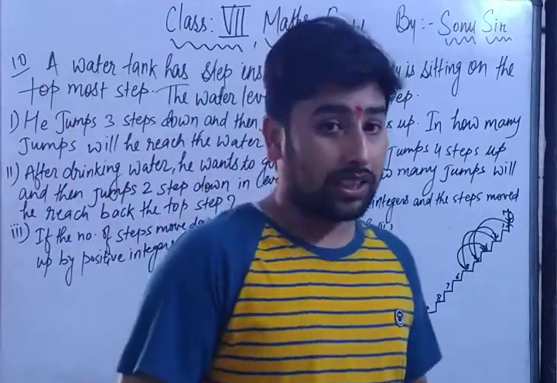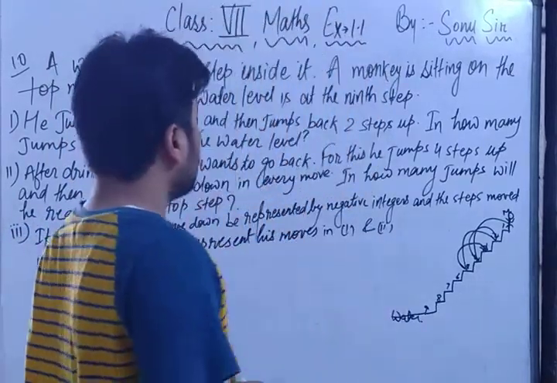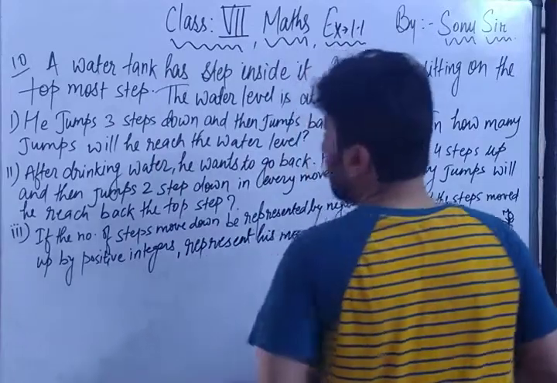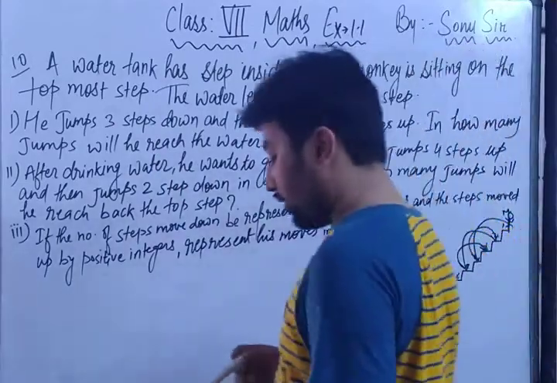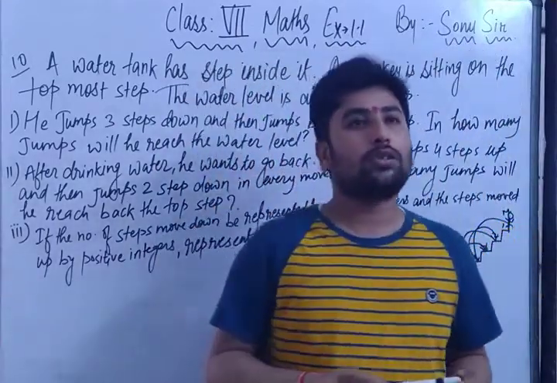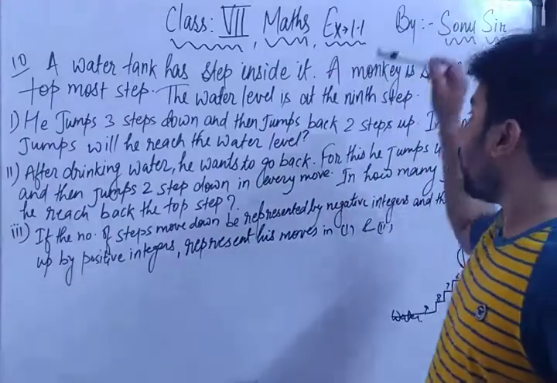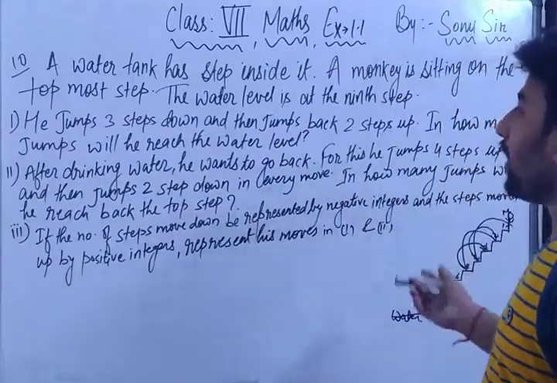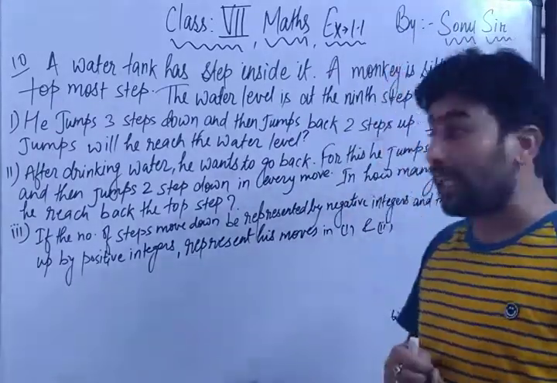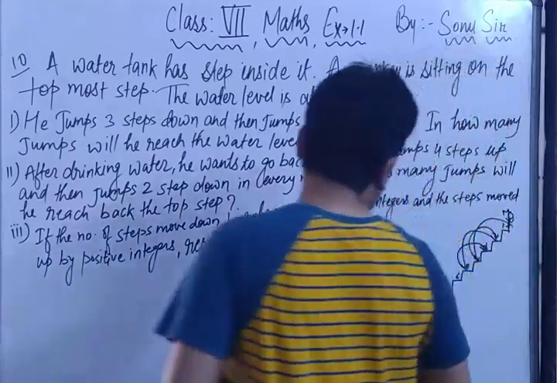But remember one more thing. Here, in how many jumps will he reach the water level? The question is of integers, right? So here, as we go downside it will be plus, and as we go up it will be negative, right? So here, what is the question?